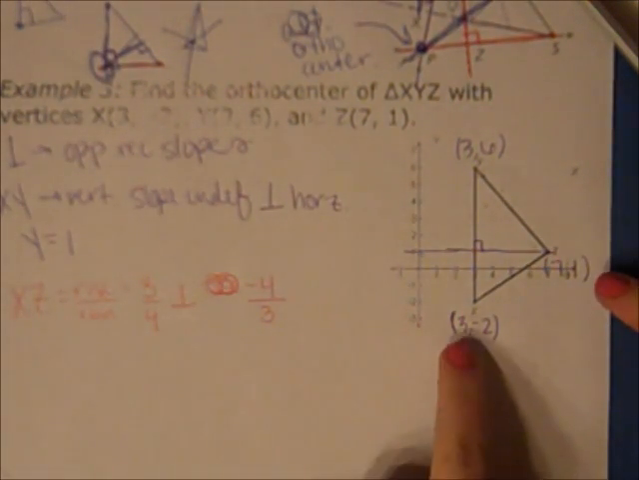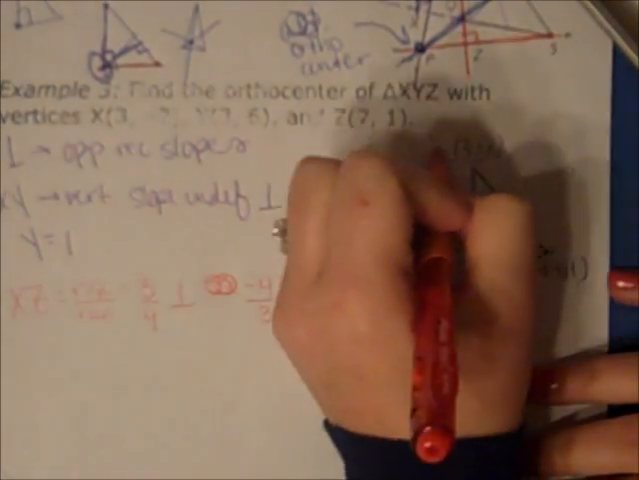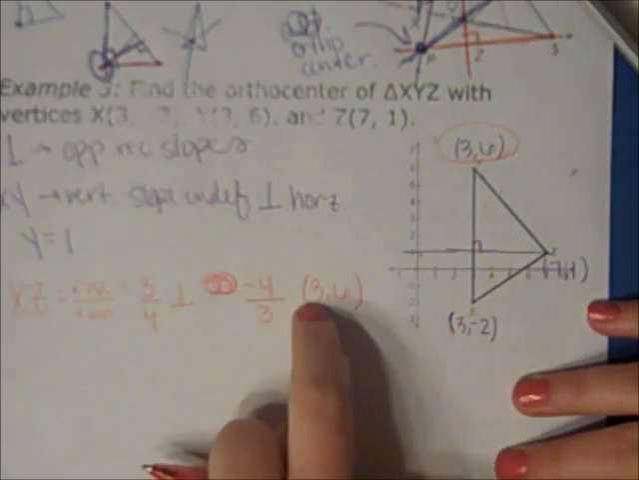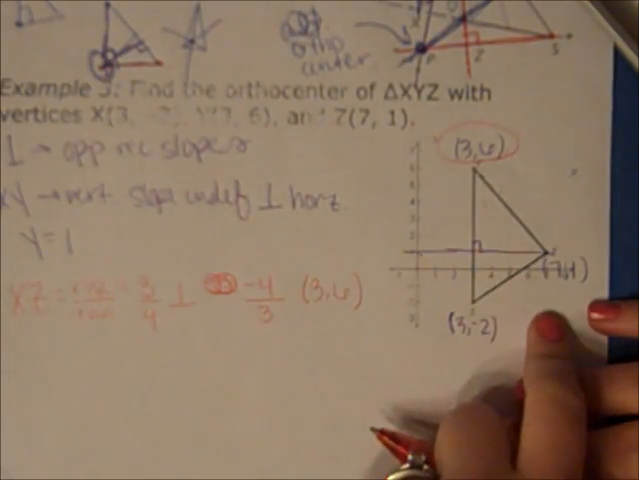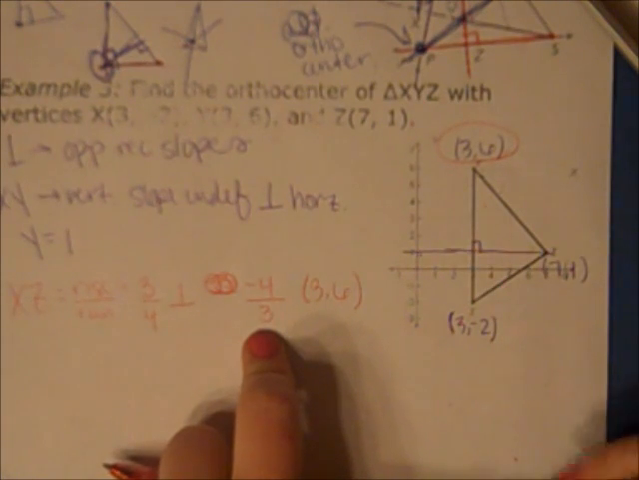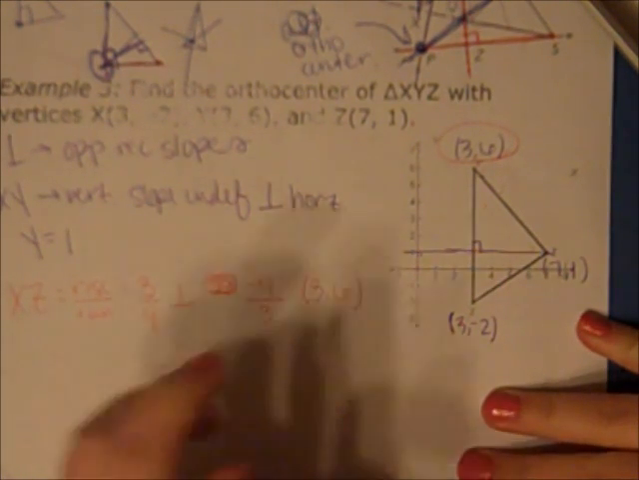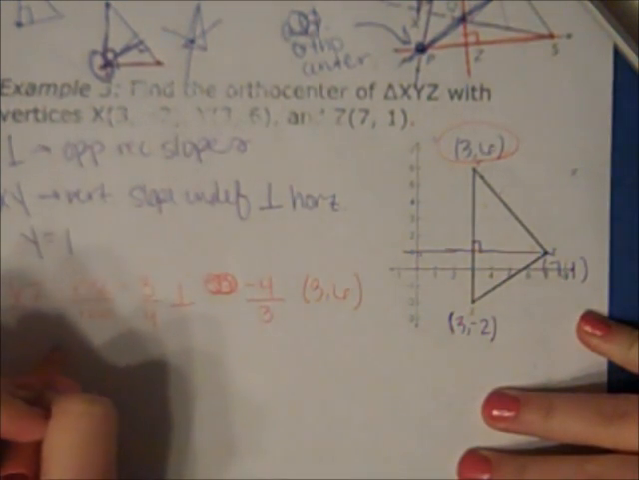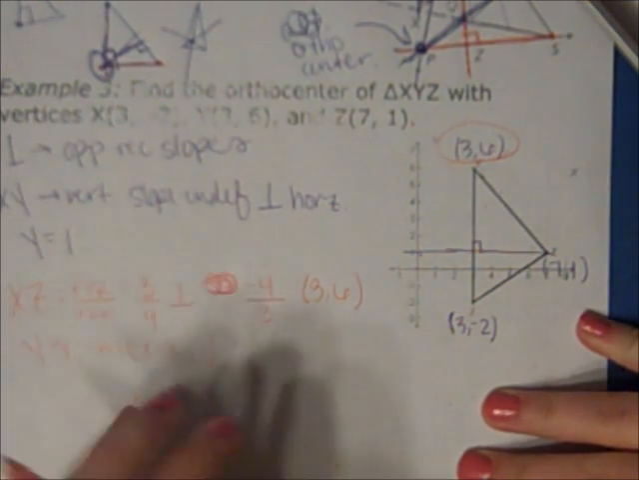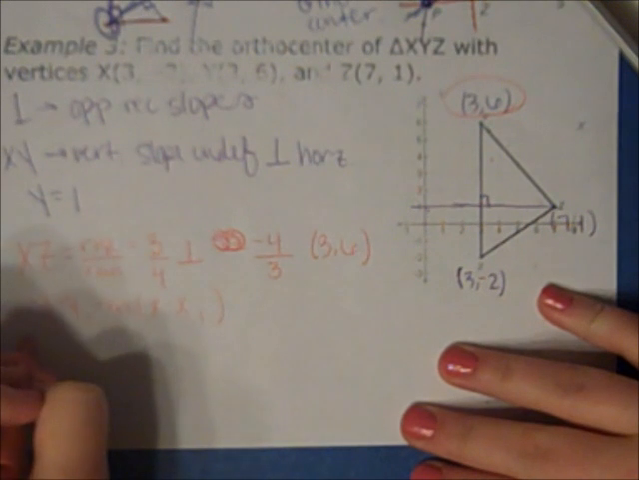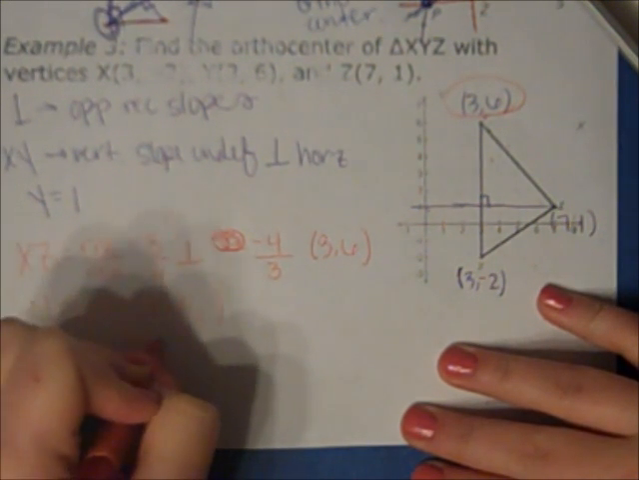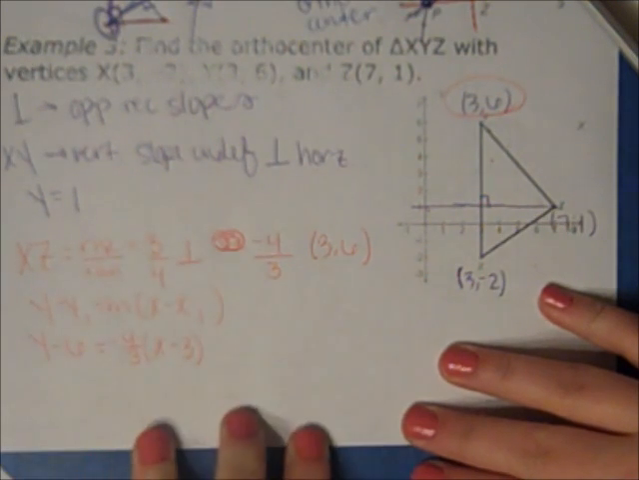Now remember, it doesn't go through these points, it goes through the opposite point. So it's going to go through the point 3, 6, and it's going to have a slope of -4/3. So you know what we do with that. If we have a slope and a point, we put it into point slope form. So here we go. y minus 6 equals -4/3 (x minus 3).